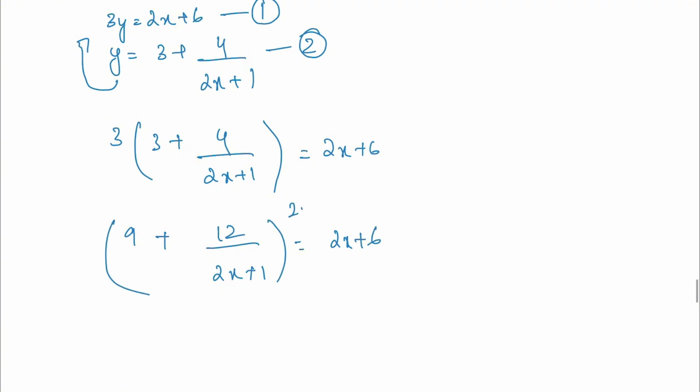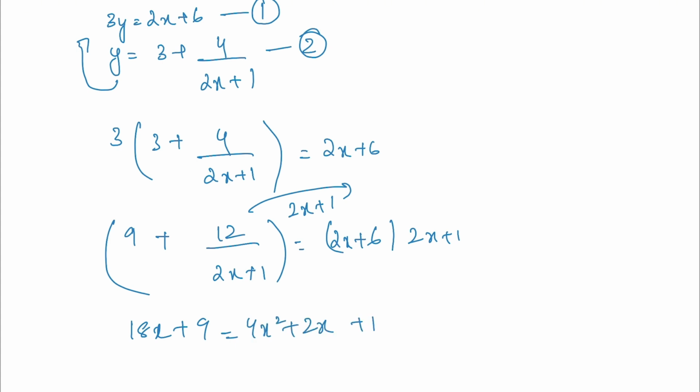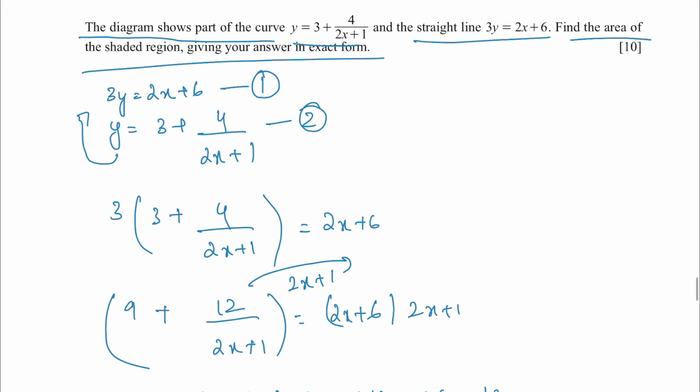We'll multiply the whole equation by (2x plus 1). We're getting our answer as 18x plus 9, and this 12 can go over there. So this would be 4x squared plus 2x plus 12x plus 6 minus 12. So we move everything to the right hand side. We get our final answer as 4x squared minus 4x minus 15 equals 0. We'll be solving this equation over here.